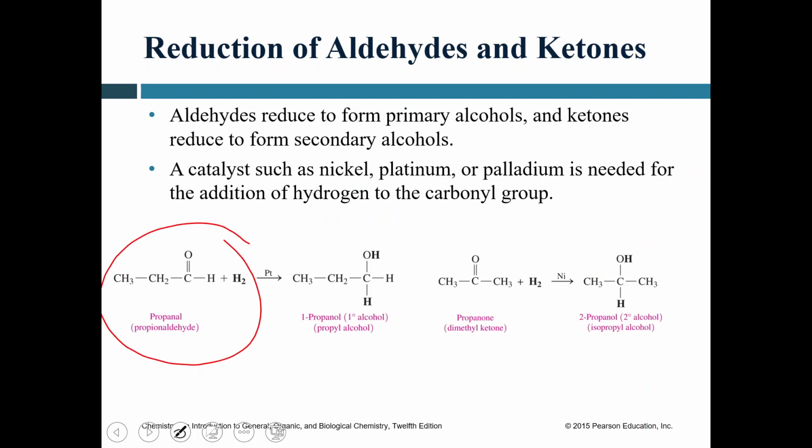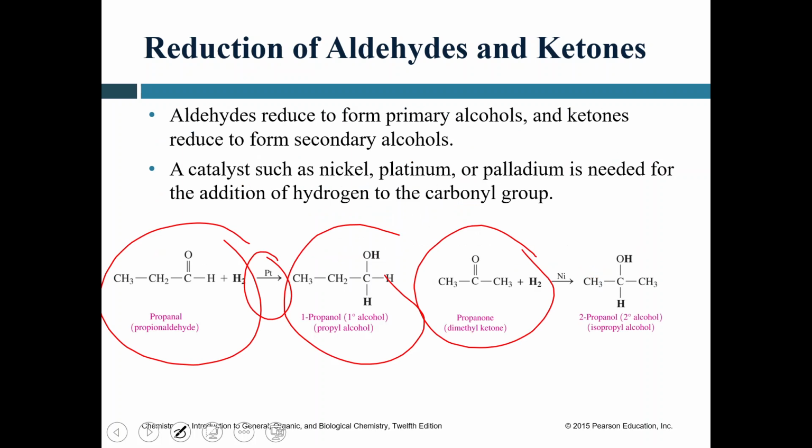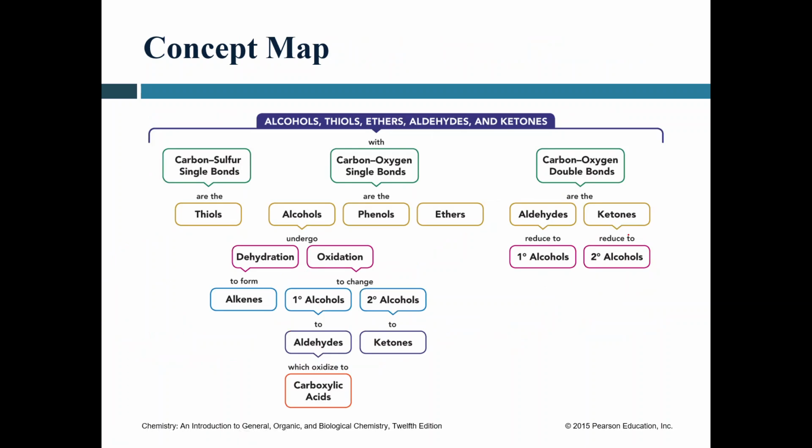If you bubble hydrogen through propanal over the platinum catalyst, it will result in the production of 1-propanol, or primary alcohol. If we do the same and bubble hydrogen over the nickel catalyst through propanone or dimethyl ketone or acetone, it will result in the production of 2-propanol or secondary alcohol, isopropyl alcohol. So aldehydes form primary alcohols, ketones form secondary alcohols. This concept map shows you the classification of different compounds that belong to alcohols and ketones.